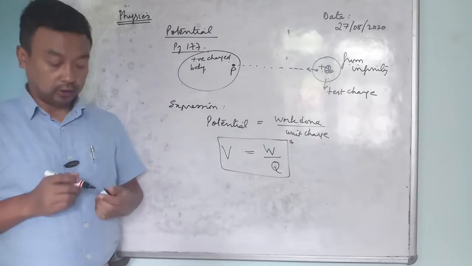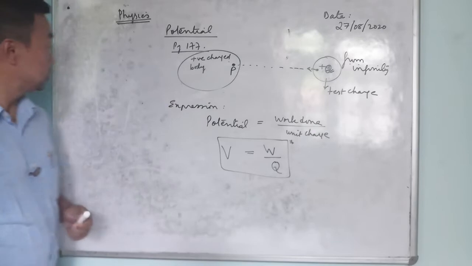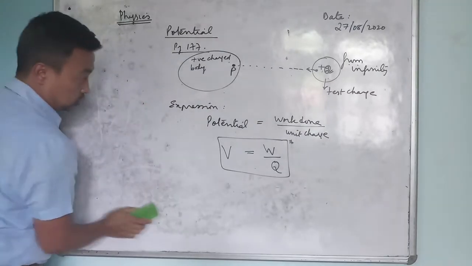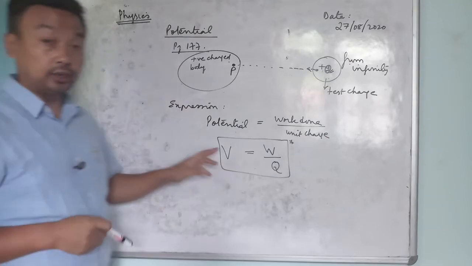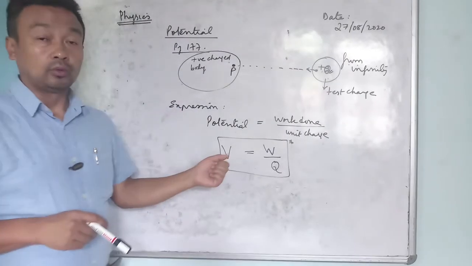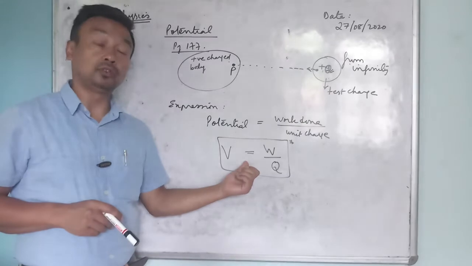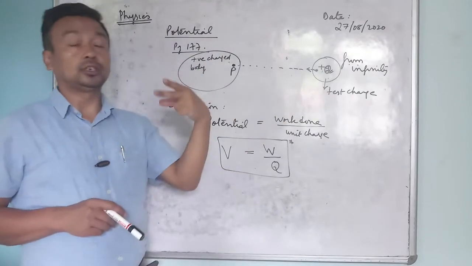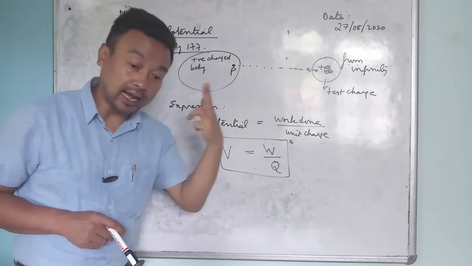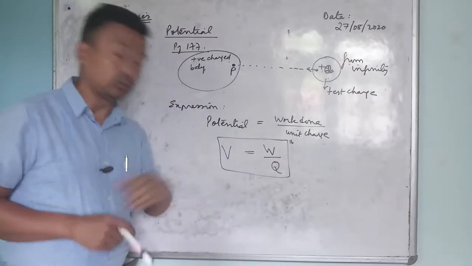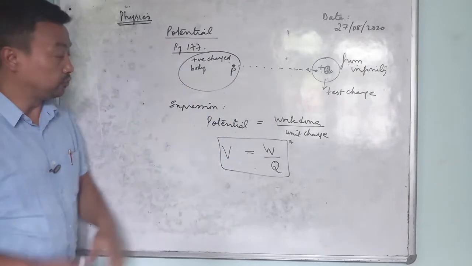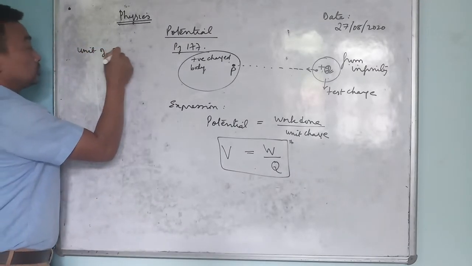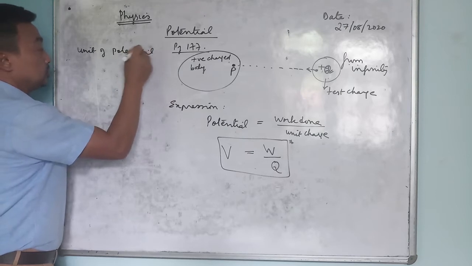Alright, now we go to the SI unit of the potential. So this is the third physical quantity we have learned. The first one was the charge Q, the second one was the current I, and the third one just now we have learned is the potential V. So the unit of the potential, it is quite simple.